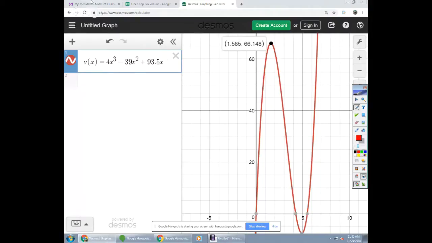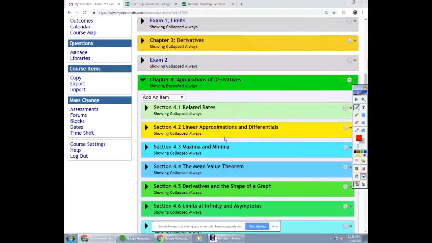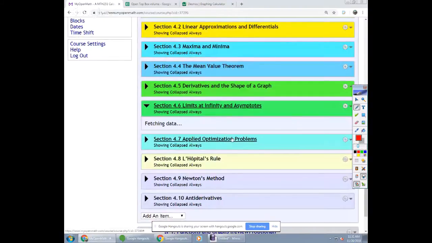Okay. So I'm going to back away from optimization for a minute and see if there's any questions on section 4.6, limits at infinity. Maybe it's fetching data. It's being really slow. I wonder if it's my open math that is having trouble today.